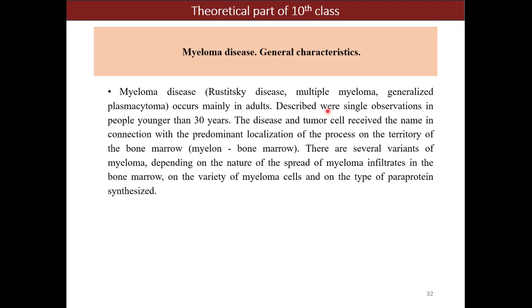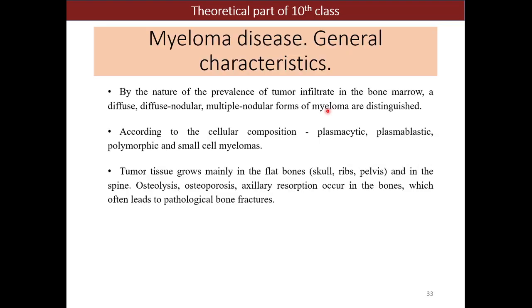There are several variants of myeloma depending on the nature of the spread of myeloma infiltrates in the bone marrow, on the variety of myeloma cells, and the type of paraprotein synthesized. By the nature of prevalence of the tumor infiltrate in the bone marrow, diffuse, nodular, and multinodular forms of myeloma are detected. According to the cellular composition, we may see plasmacytic, plasmablastic, polymorphic and small cell myelomas.